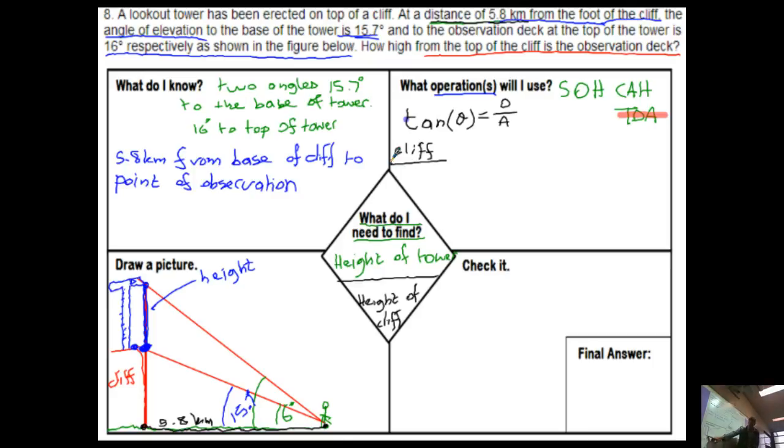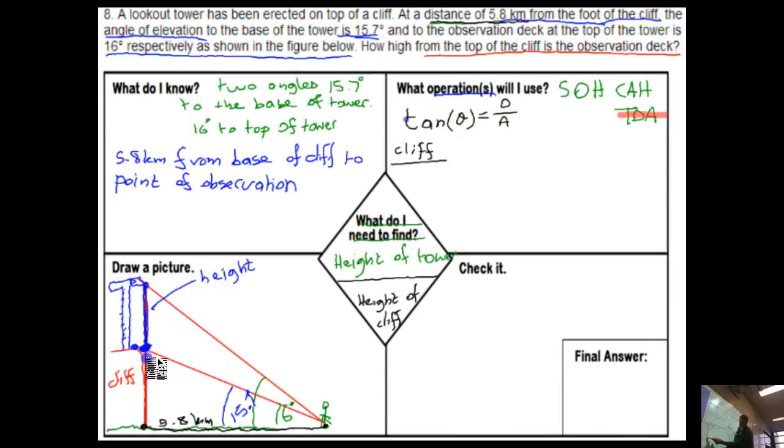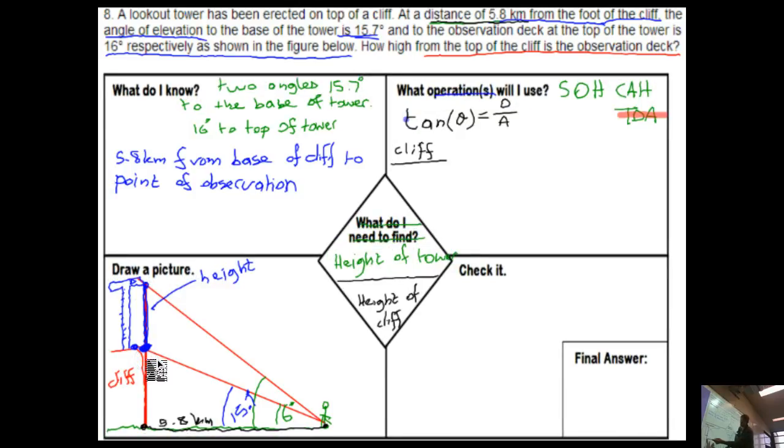Now I've got the opposite side here, which is the height of the cliff. The opposite side there is the height of the cliff. The adjacent side is the distance that we're standing away. So using those two pieces of information, I can see that tan of the small angle of the small triangle, which is going to be the blue one, the 15.7. Well, that is the height of the cliff.